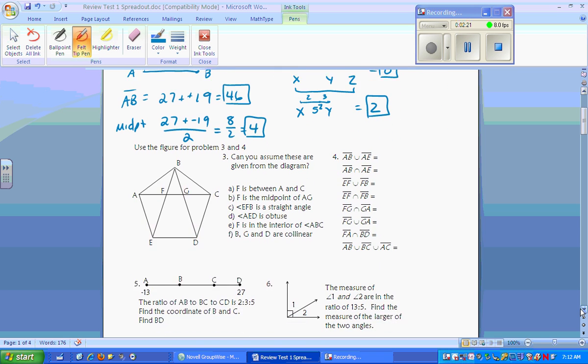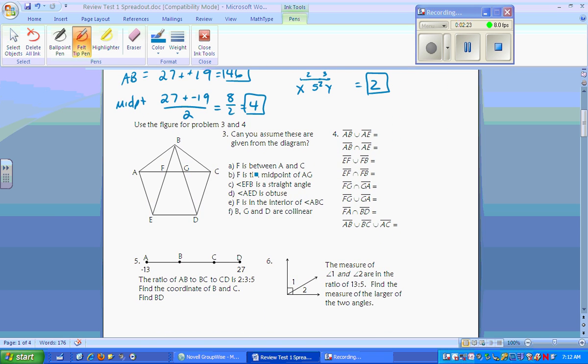Moving on, number 3, what can you assume from the diagram? Can you assume betweenness? Answer is yes. Can you assume midpoint? Like I've been saying, unless you're Arnold Schwarzenegger as the Terminator, you cannot assume two things are going to be congruent. No. Can you assume something is straight? Yes. Remember, if it looks like it's straight, it is straight.